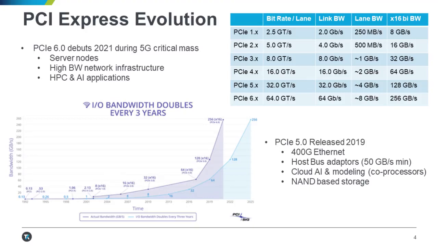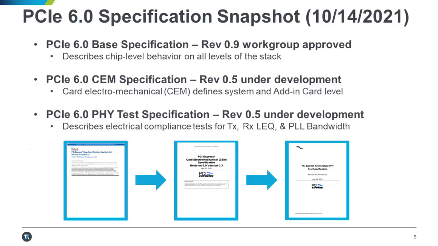Around the time of 5G critical mass and some of the other points listed there as well. So definitely an exciting time for PCI Express, and this is what we have in terms of the specification snapshot, right? So this is very recently updated. We have reached a really exciting milestone for the PCI Express Gen 6 base spec.